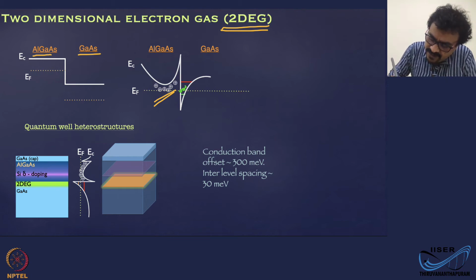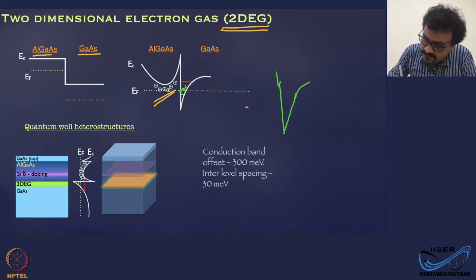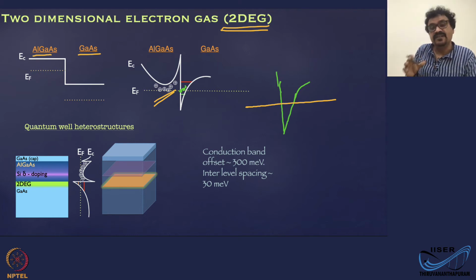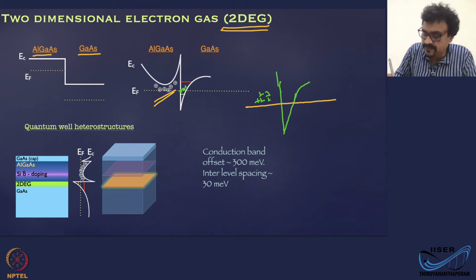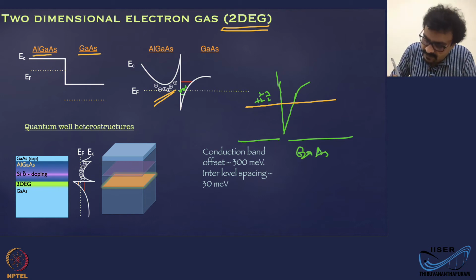Let me draw this triangular well alone, something like this, where the Fermi level goes through here. This Fermi level is defined by the number of electrons and dopants, and the dopants are here. This is the gallium arsenide side, and this is the aluminum gallium arsenide side.